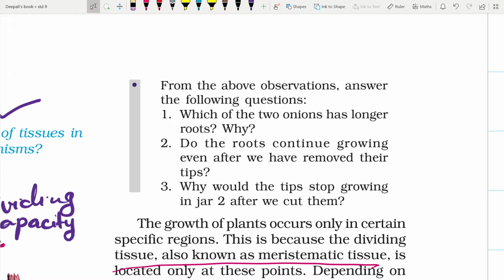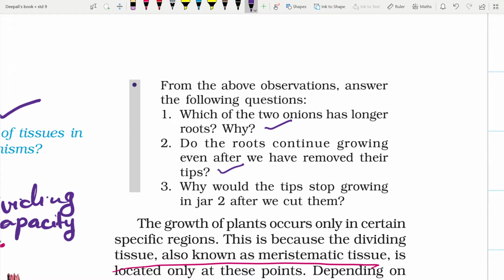Now, the answer to this question is that bulb 1 will have longer roots because at the tip of the roots, meristematic tissue is present and it keeps on growing continuously, and because of that, the length of the root keeps on growing. Whereas in jar 2, the roots will stop growing because we removed the tip of the root, and because of that, the meristematic tissues are removed, and so the root will not grow any longer.